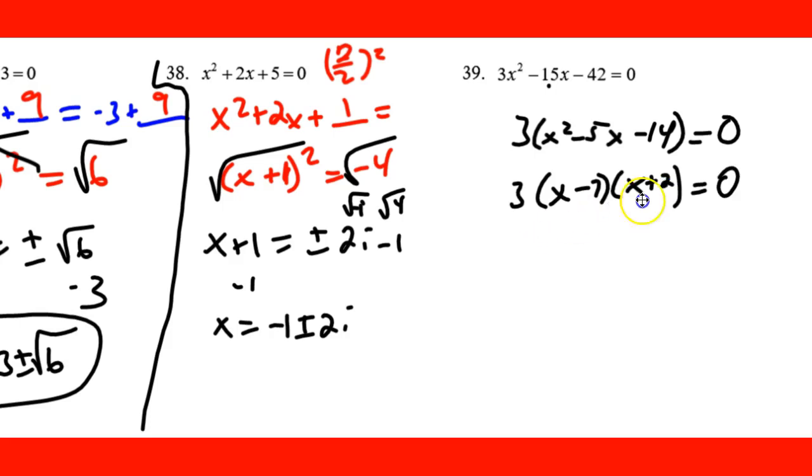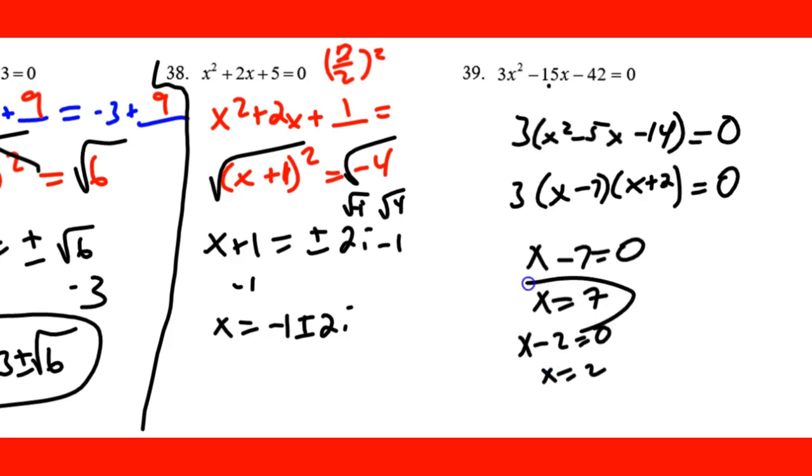So therefore we take those two factors, set them equal to 0 and solve, and x minus 2, so x equals 2. Alright, so there we go.